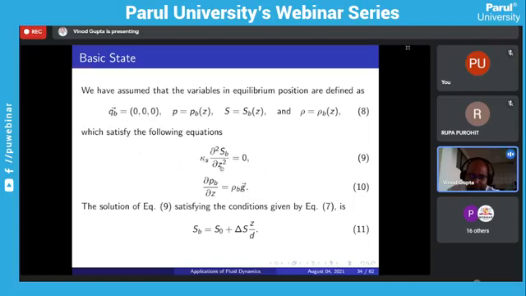When you solve this equation, you will get S b equal to A z plus B, and we apply the boundary conditions that S equals S naught at z equal to 0, and S equals S naught plus delta S at z equal to d. From there, using the boundary conditions, you get the solution of this differential equation, given by S b equal to S naught plus delta S times z by d.